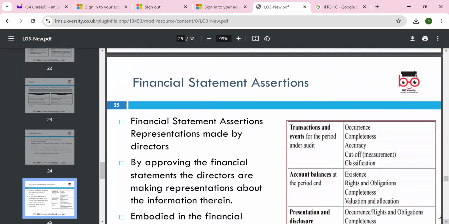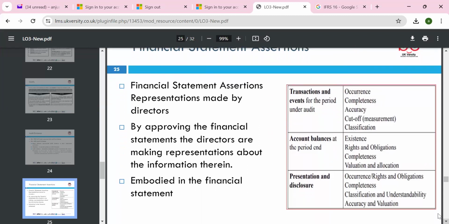So we can look around the financial statements, the representations made by the directors by approving the financial statements. Directors are making representations about the information therein and embodied in the financial statements. We can look at transaction events, like when is the occurrence, is it complete, is it accurate, cutoff, and the classification, whether those are right or not. The account balances for the period: existence, rights and obligations, completeness, valuation, allocation, presentation, disclosure, occurrence, classification, understandability, accuracy, and valuation.